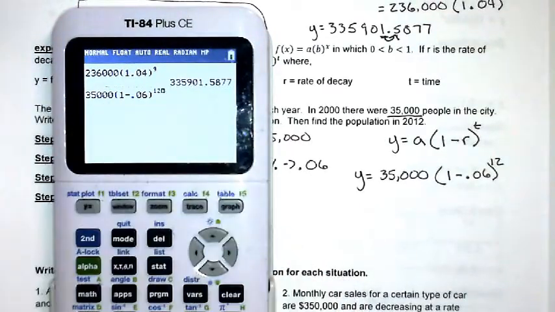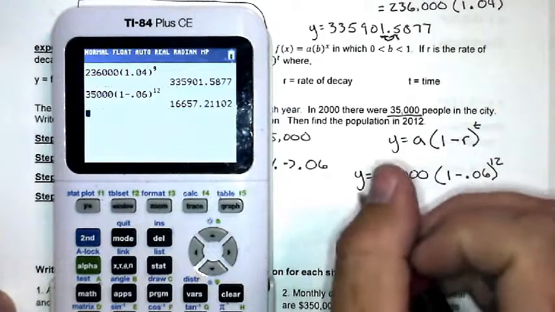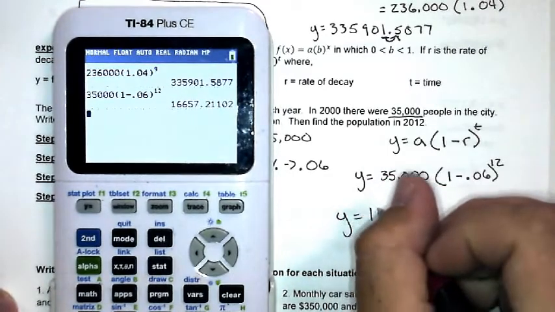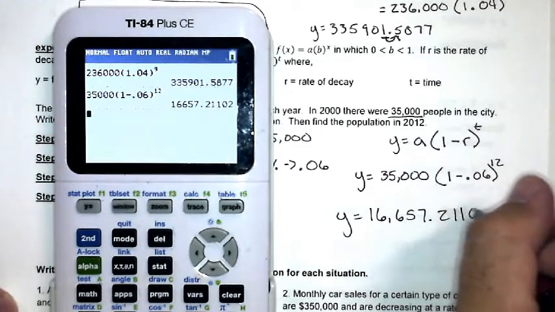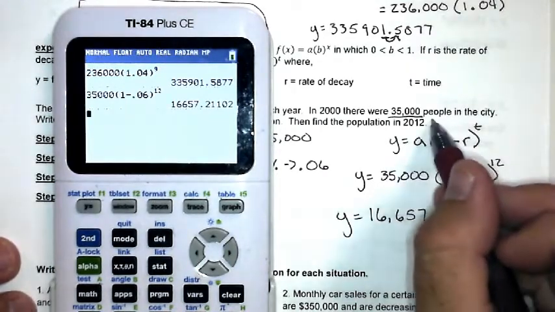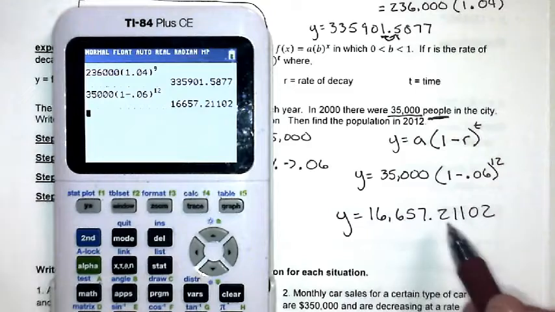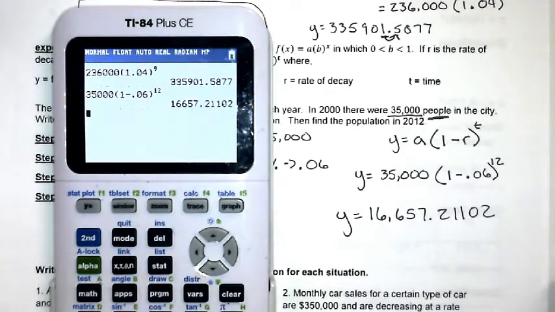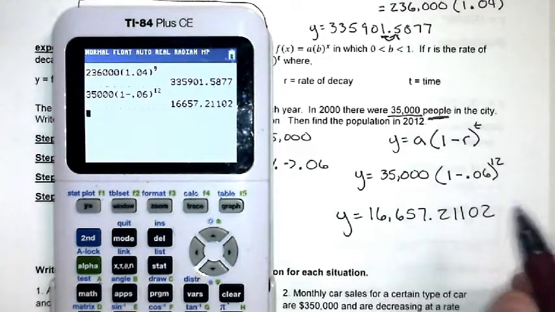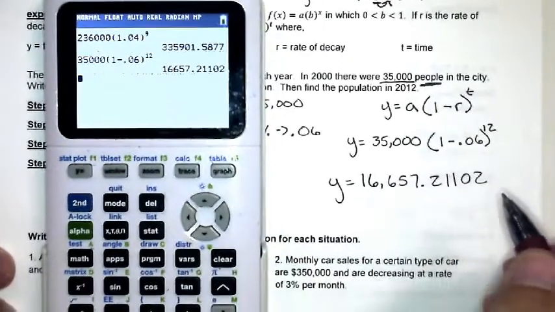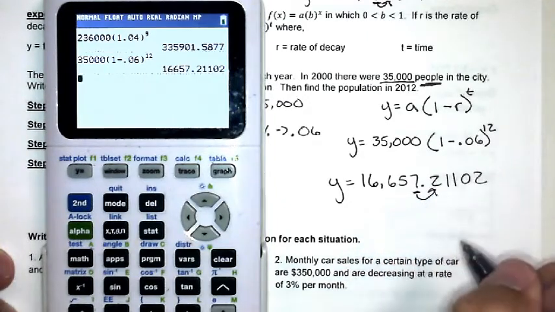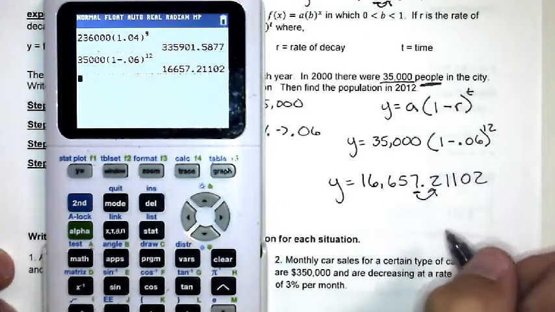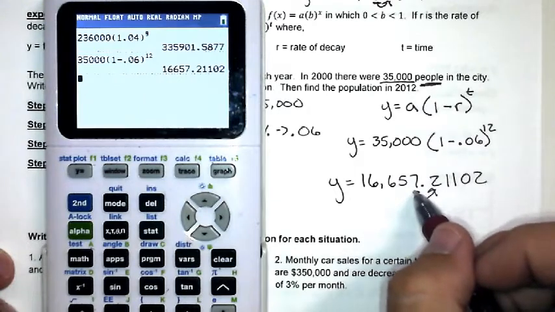Okay? What do I get? 16,657.21102. We are talking about who? People. Can I have 0.21102 of a person? No, a person is a person, no matter how big or small. We learned that from Dr. Seuss in Horton Hears a Who. So I am going to round to the whole number. The number to its right is less than 5. So this will stay.